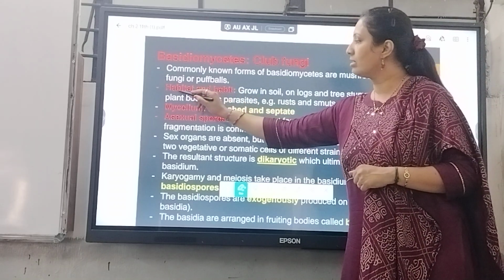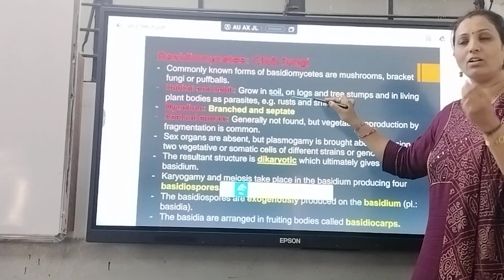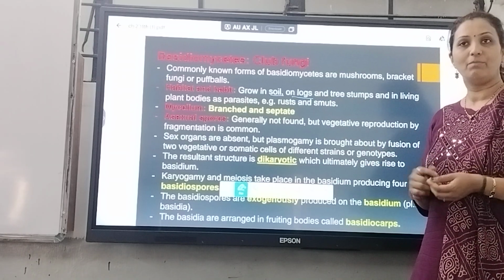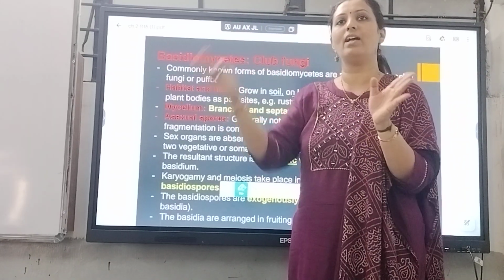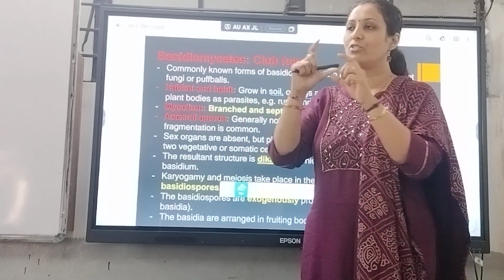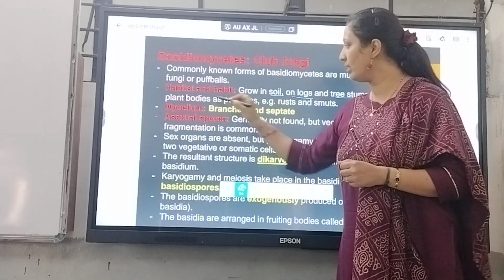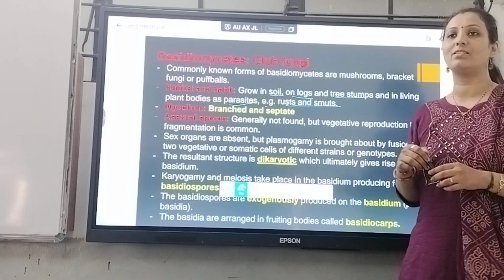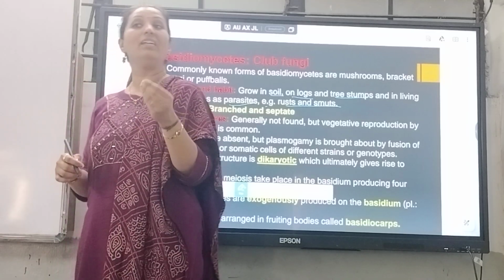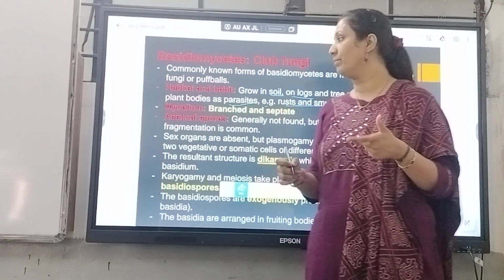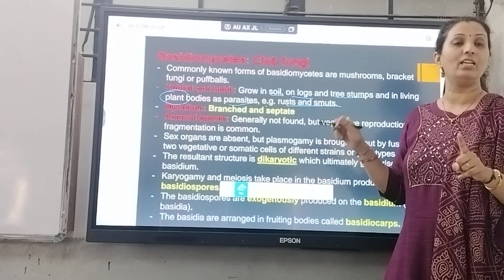Next one. First habitat and habit. They grow in soil, on logs. Log, you know? Yes. What is it? Bark, right? Suppose any branch or stem part is there that has detached from the parent plant body. So now we call it a log. And on tree stumps, and in living plant bodies as parasites. Example: rust and smut. Remember, rust and smut. These are basically disease names, right? Fungal disease names that occur on which bodies? Plants. Not for animals, this one is for plants.